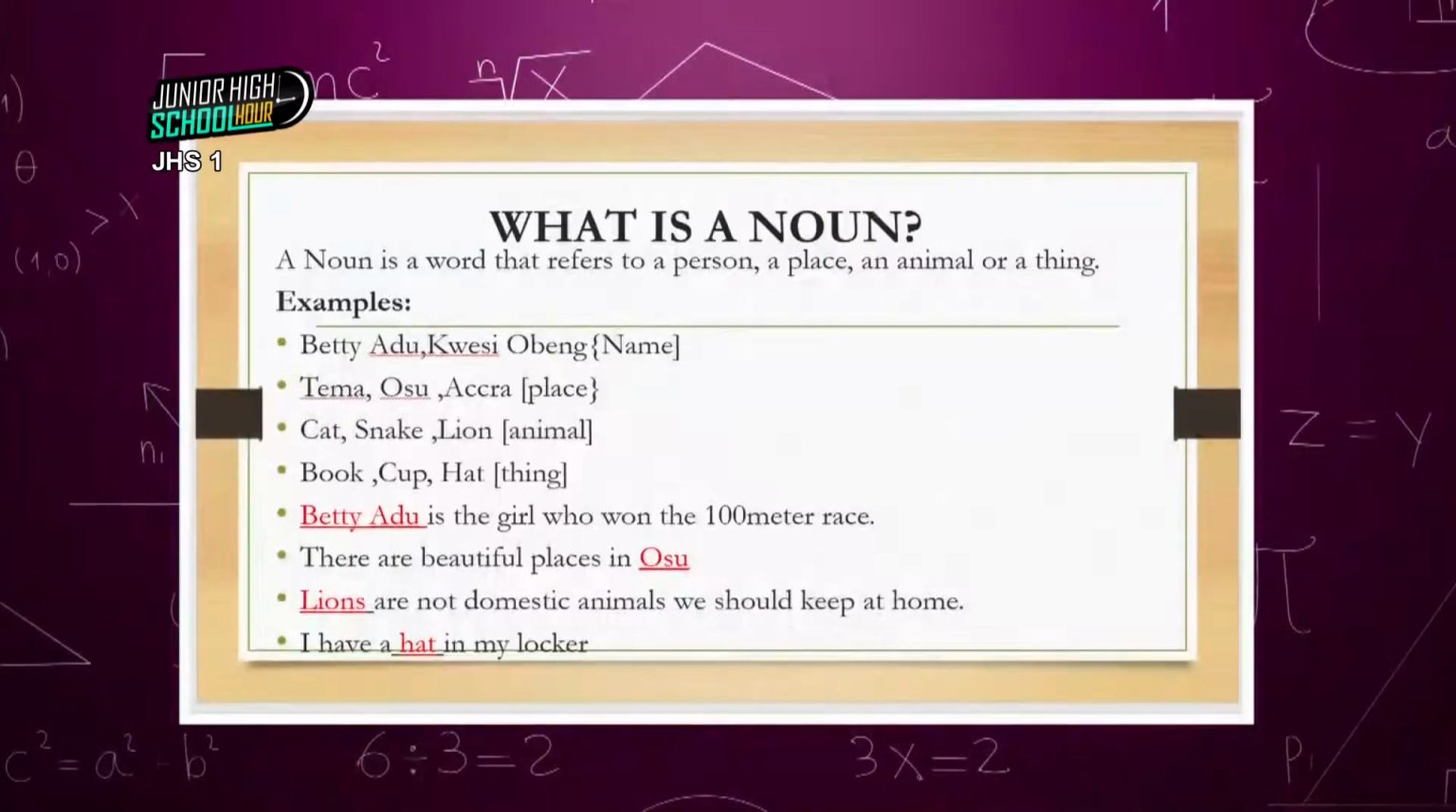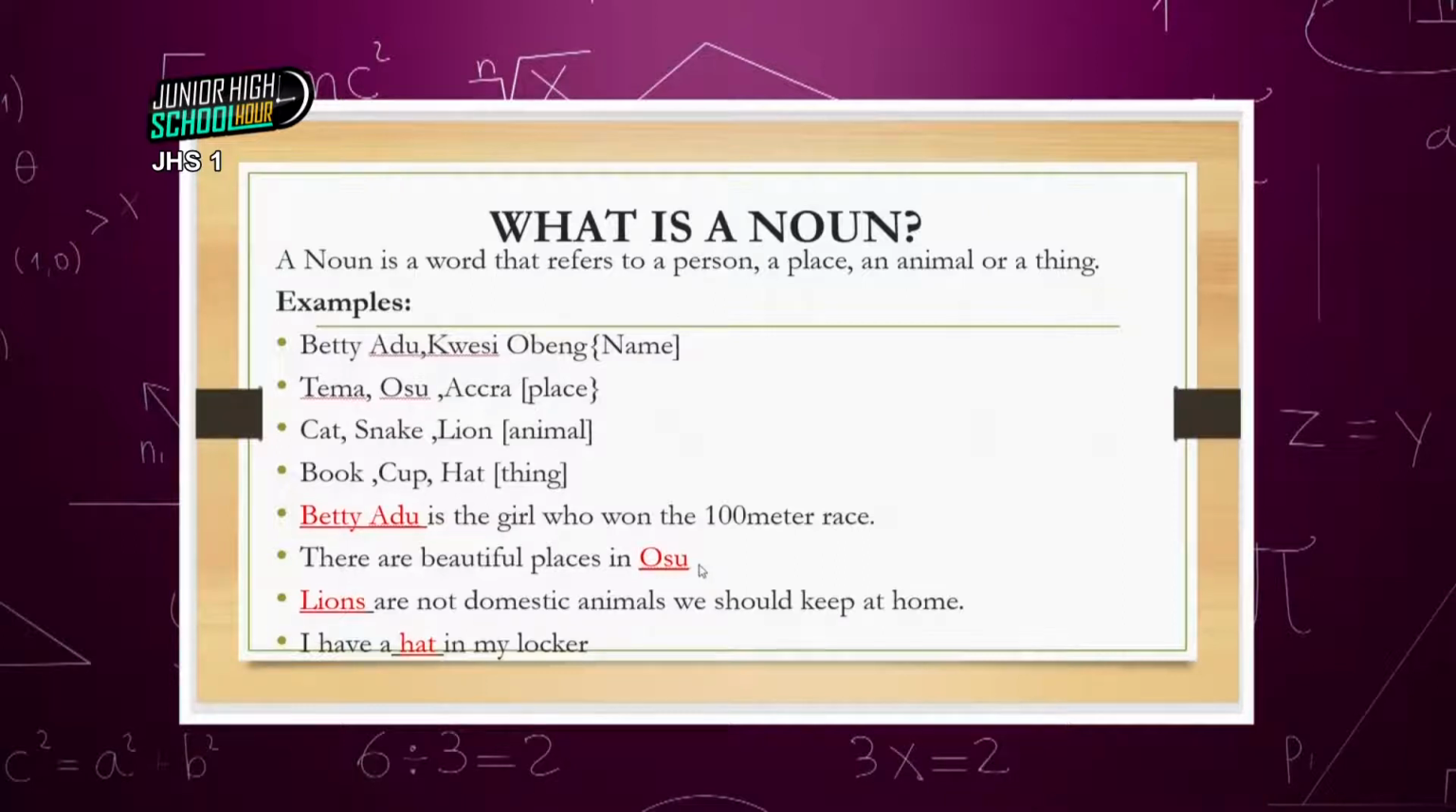So number one, we have Betty Edu is the girl who won the 100-meter race. And we have here Betty Edu underlined, telling us the name of the person. Now, number two, there are beautiful places in Osu. We have here Osu underlined as the place.